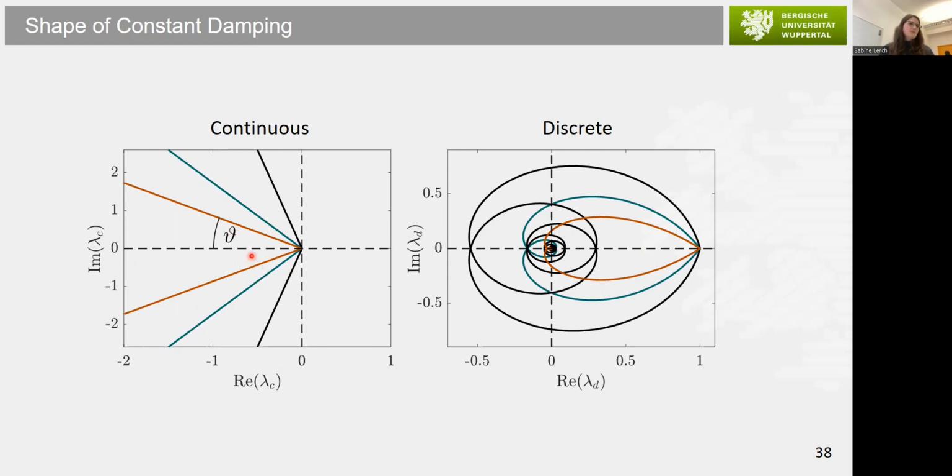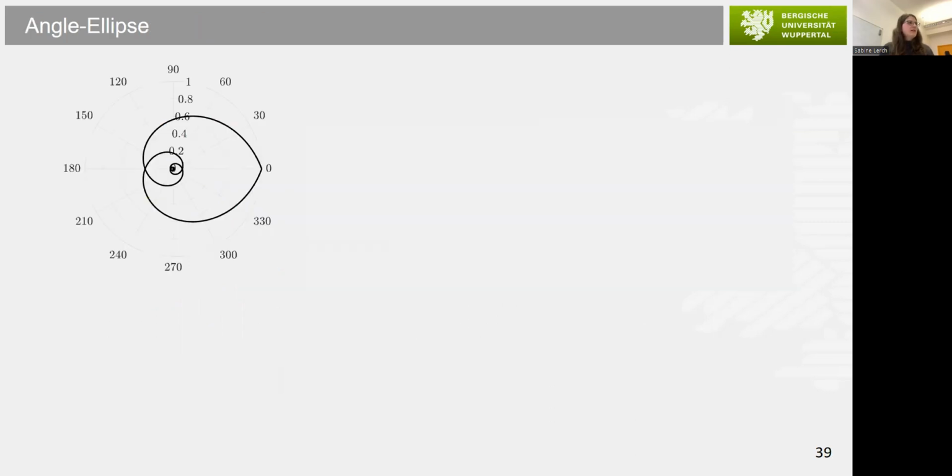And in discrete time, this cone is transformed to a cardioid shape. So we want to place the eigenvalues inside of such a cardioid. And if we reduce the damping angle, then in the end, the eigenvalues would be placed on the right positive real axis in the stable area, of course, so smaller than 1. And this would mean that we have no oscillations. As an example, I will now consider the damping angle of 70 degrees.